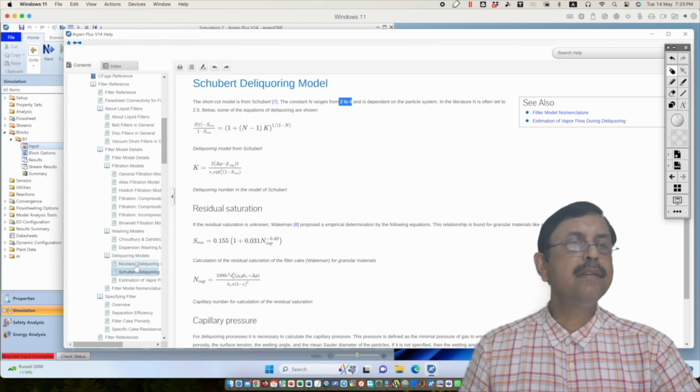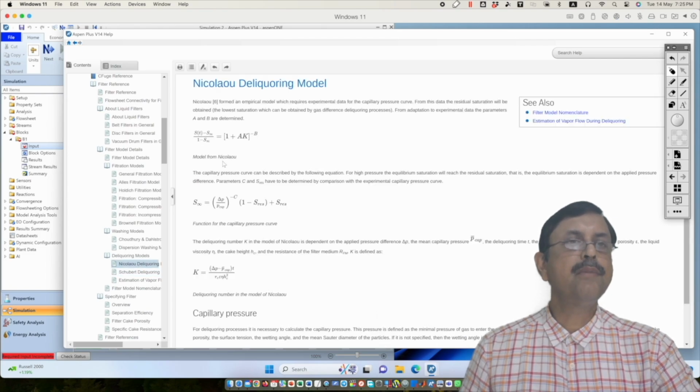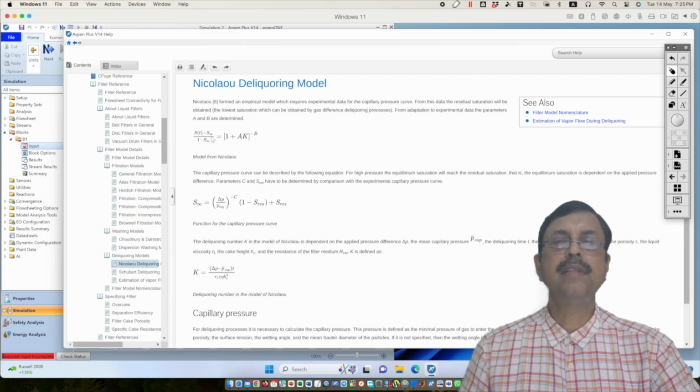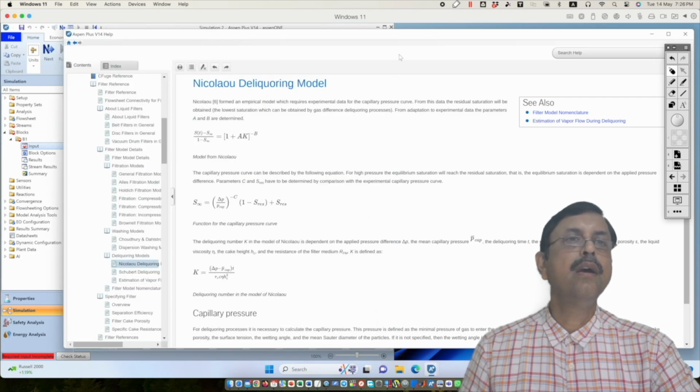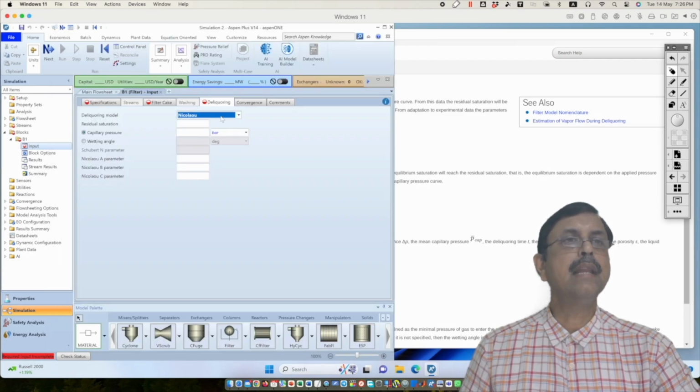And the other one is Nicolau deliquoring model. It is almost the same principle. Instead of residual saturation, we have the equilibrium saturation in this case. Similarly, we have to find out the K value here, and we need three parameters. The moment you choose Nicolau, these three will be activated. So Nicolau A, Nicolau B, Nicolau C. Here you will have A, B, and C. So if you provide these three information, then St will be calculated. The saturation of deliquoring model will be calculated.